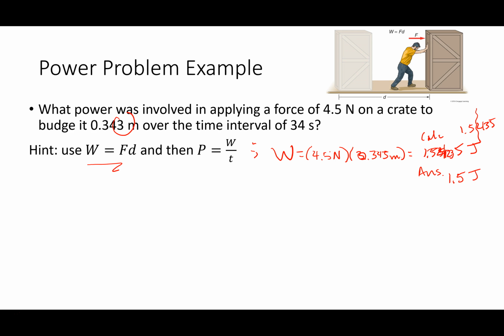So I broke it up this way. You wouldn't have to, but I am, this time anyway. So my power is equal to work divided by time. I'm going to take my work, 1.5 joules. Again, use units if you want to get all the points. Divided by time, which is 34 seconds.